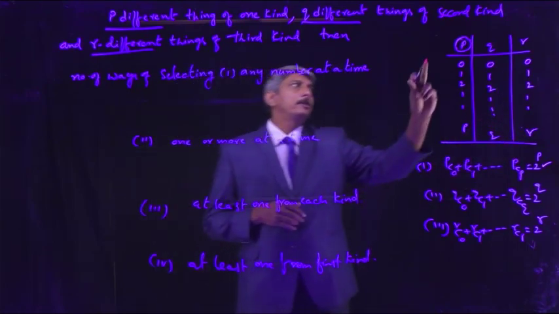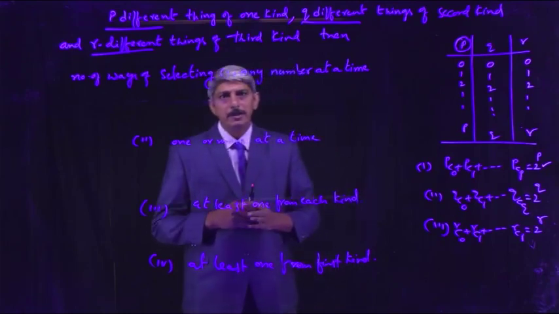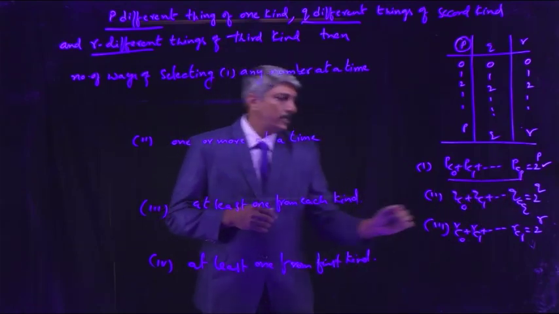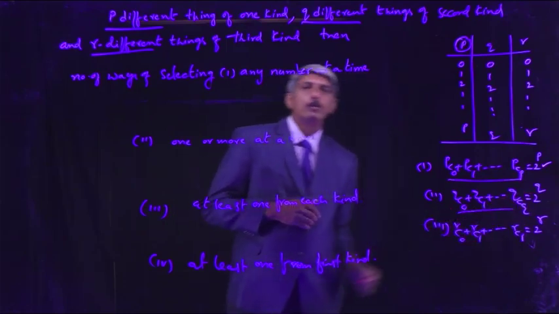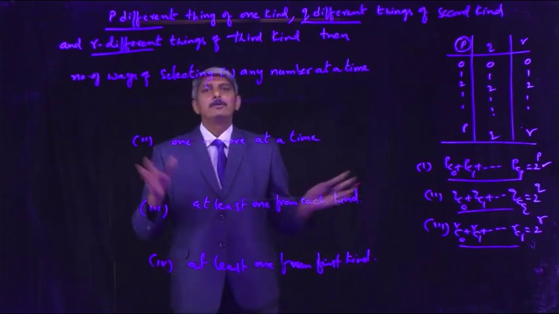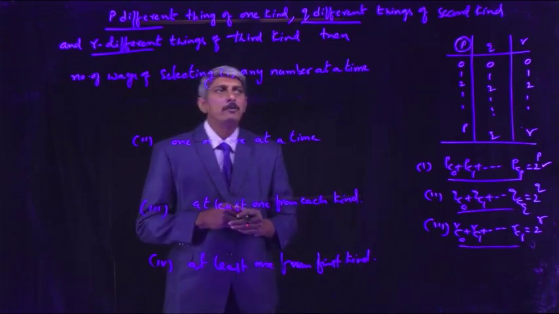So now divide the given problem into three operations. The first operation can be performed in 2 power P ways. The second operation can be performed in 2 power Q ways. The third operation can be performed in 2 power R ways. Therefore, these three operations can be performed in how many ways?